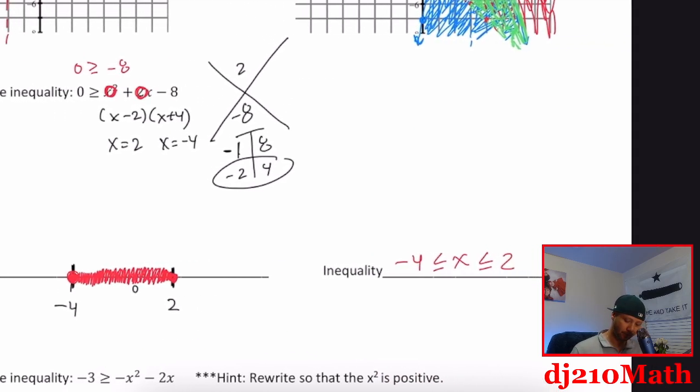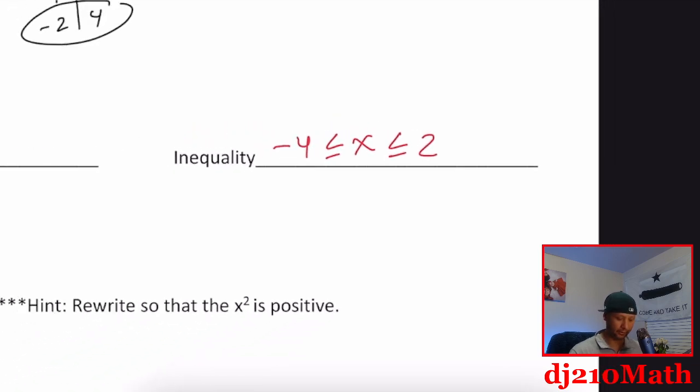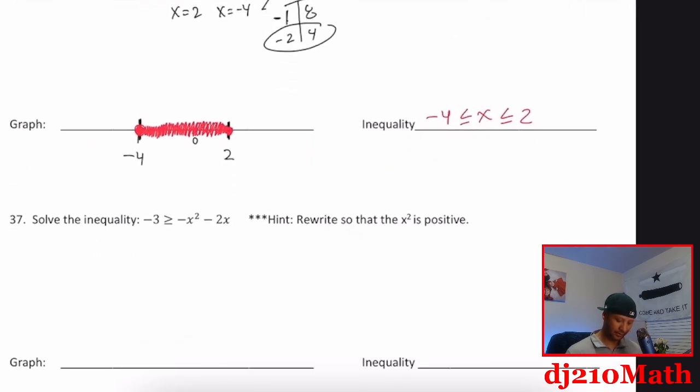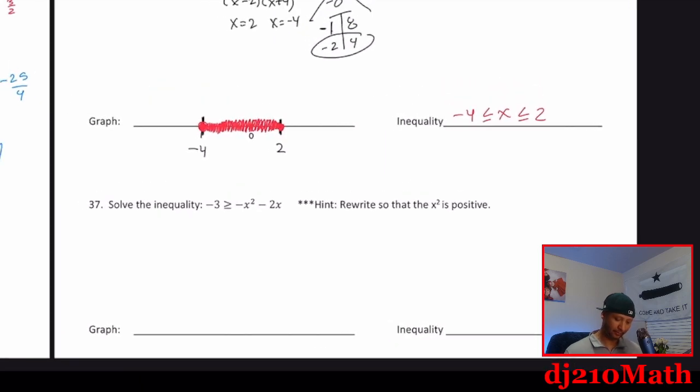So -4 less than or equal to x less than or equal to 2, right in between. This is the inequality. Okay, here we are. We've arrived at the last problem.